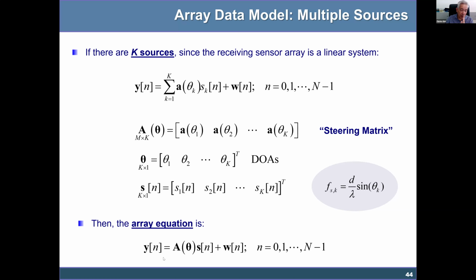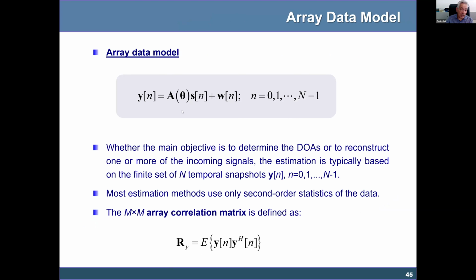And this is the expression of one snapshot. So we sample capital N times. So we collect capital N snapshots, each one with this structure. And typically, the goal is to estimate the directions of arrival of the targets and reconstruct the k different signals generated by the k different sources.